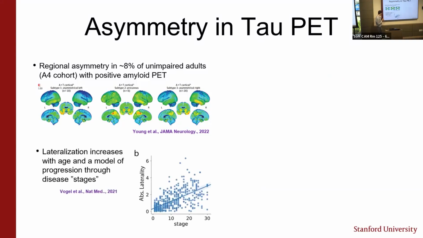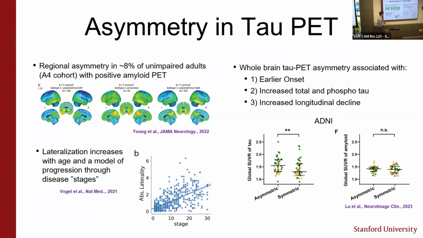Groups using machine learning to look at tau PET and classifying images based on longitudinal courses have concluded that laterality increases with the disease state. And then a study from last year looking at the left side of the brain versus the right side of the brain showed that tau PET asymmetry was associated with an earlier onset of disease, as well as increased total and phospho tau and increased decline over time. So all bad things from asymmetry.